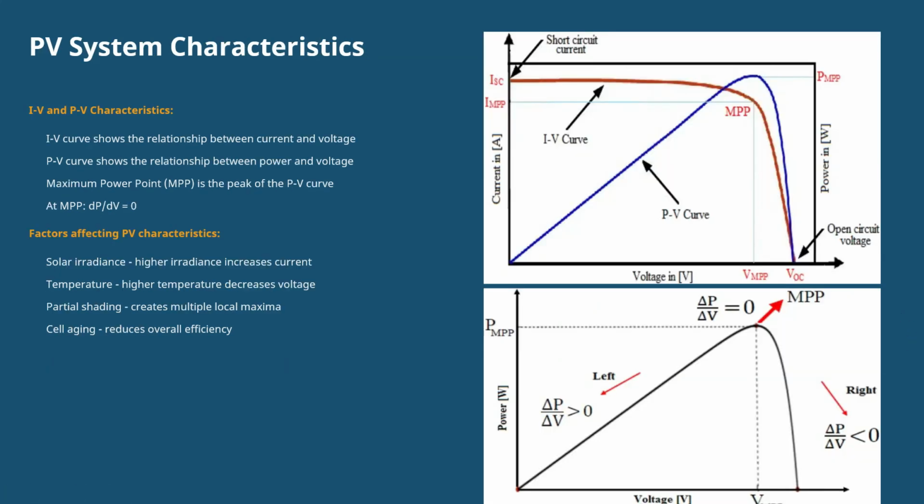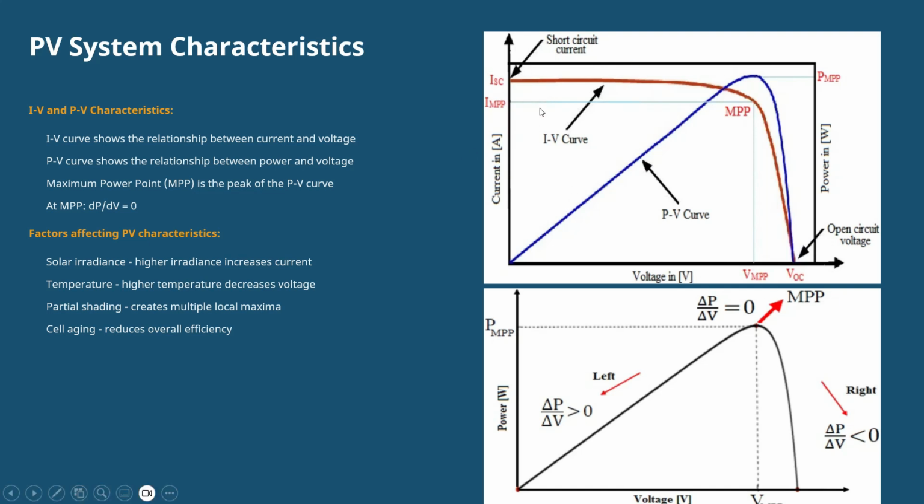PV system characteristics. To understand MPPT, we first need to understand how a PV system behaves. The IV curve shows the relationship between current and voltage, while the PV curve shows how power varies with voltage. The peak of the PV curve is the maximum power point, where the system delivers maximum power. The point is mathematically defined by change in power divided by change in voltage, dP/dV, which should be equal to 0. It will give me the maximum power point. The point is not fixed. It shifts with change in solar radiation, with change in temperature, with partial shading, and also with cell aging.